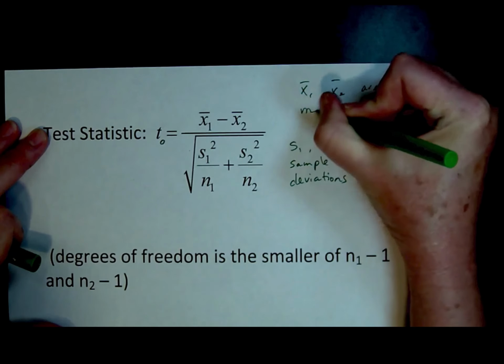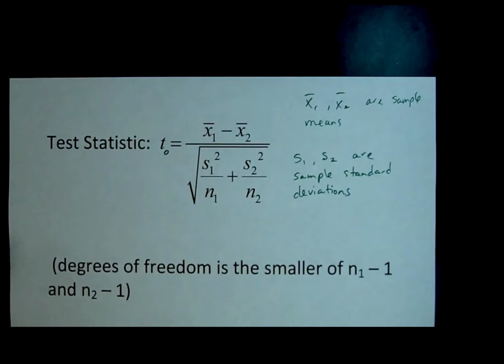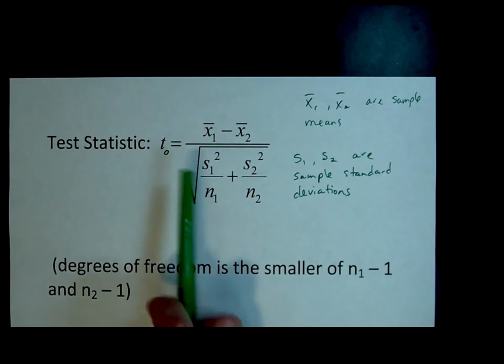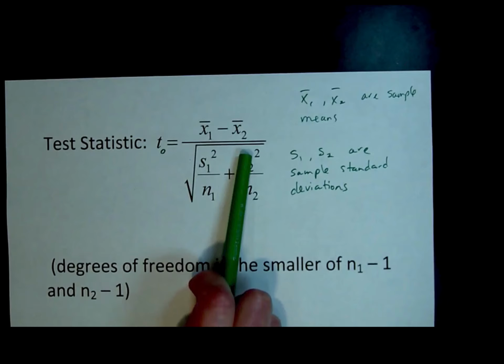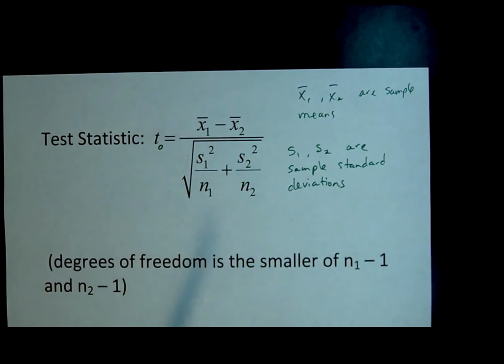Sample means. And I'm going to just assume that you guys will remember that X1 bar means the mean of the sample from population 1. X2 bar means the mean of the sample from population 2. So the subscripts tell you which population you're dealing with.